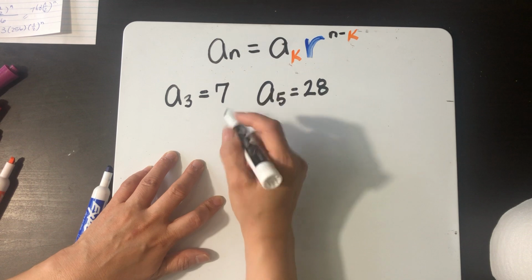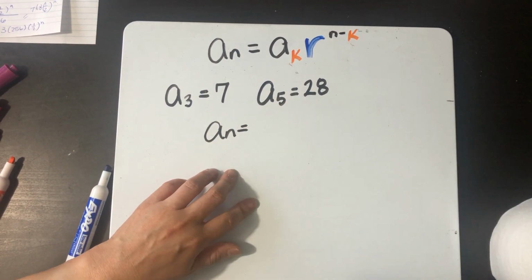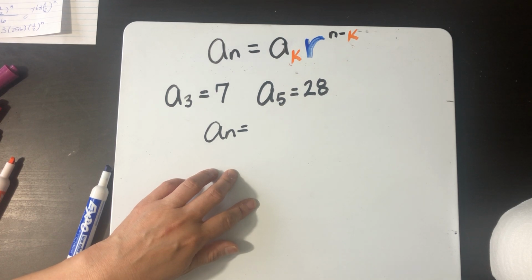So let's do that. That would be a_n is, let me see.